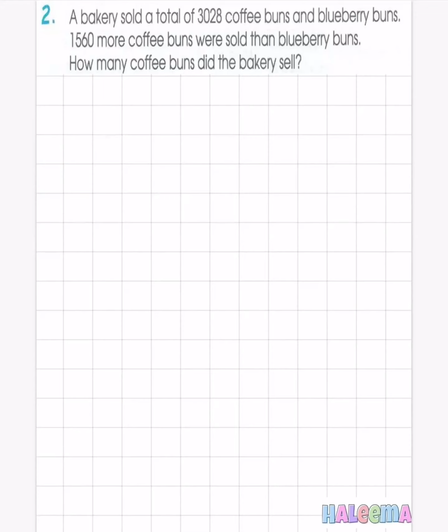I repeat, my dear, solving is not an issue. Understanding is the key. Let's understand the question. It says a bakery sold a total of 3,028 coffee buns and blueberry buns. Then again, the question says that the bakery sold 1,560 more coffee buns than blueberry buns. And he's asking, how many coffee buns did he sell altogether? I hope you've understood the key points of the question. Let's start solving it together.